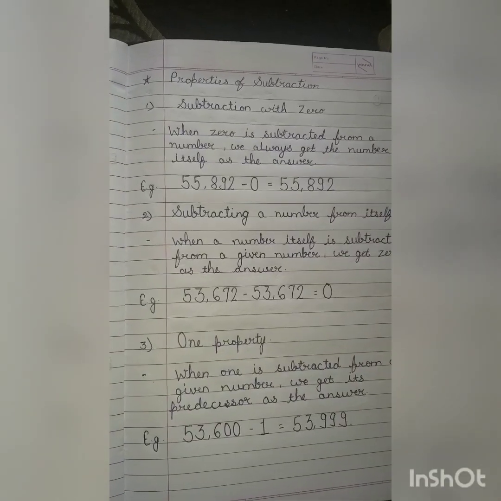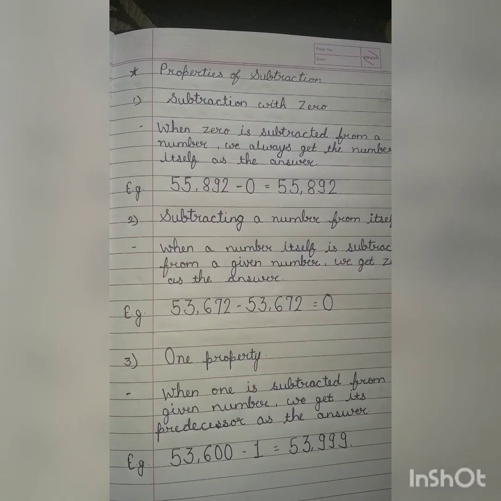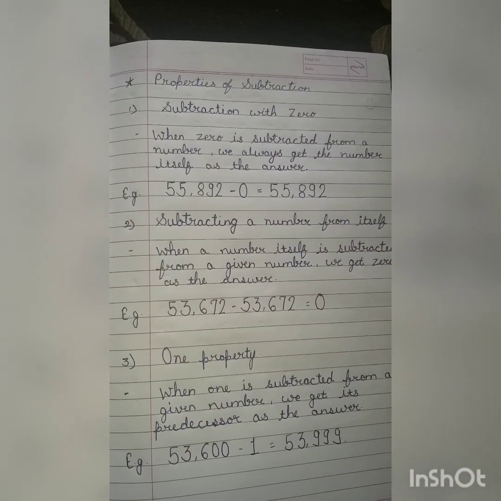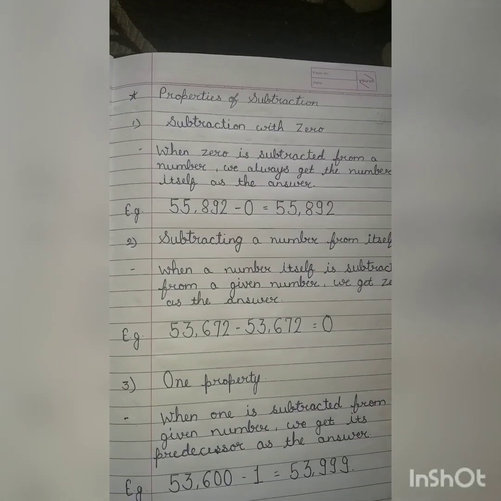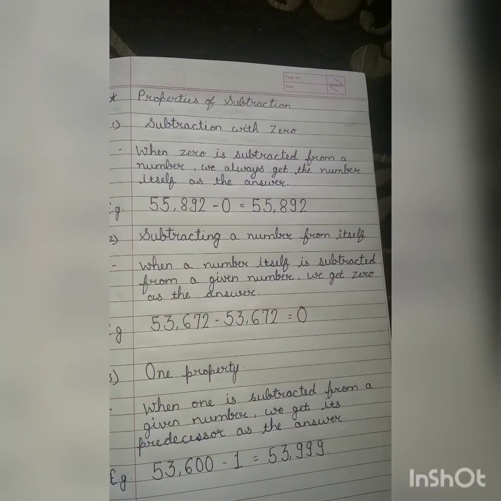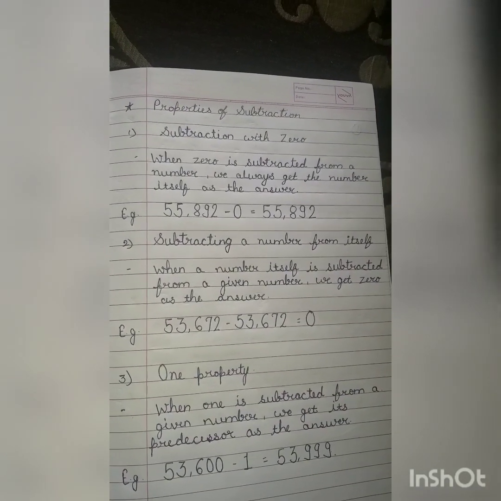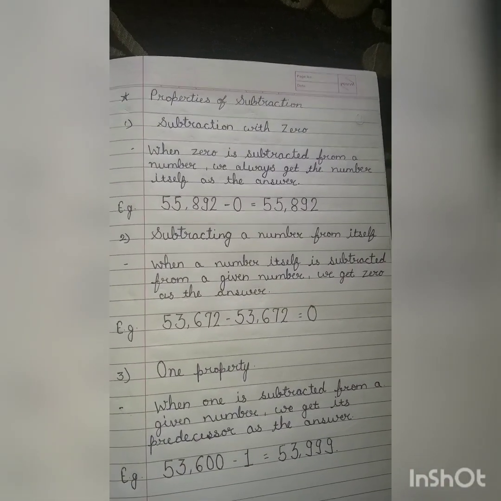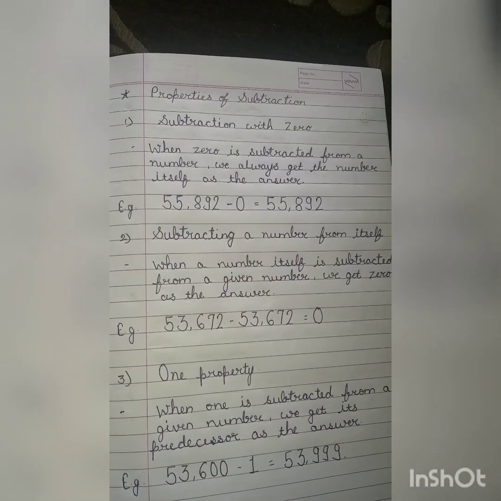So students, now we are going to see all three properties which we have seen in the video with examples. We have taken simple examples in the video, but now we are going to take our examples from the textbook for these properties. Okay, so students, here in the first property we can see subtraction with 0, right? This is subtraction with 0, that is the first property. So what is our first property? When 0 is subtracted from a number, we always get the number itself as the answer, right?